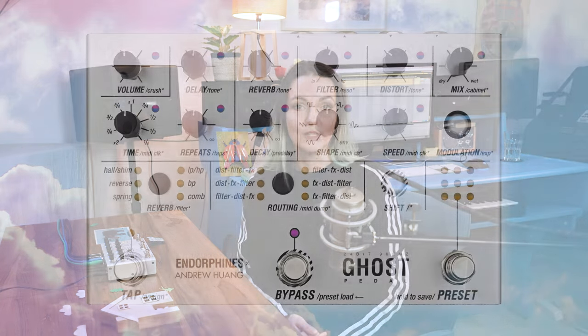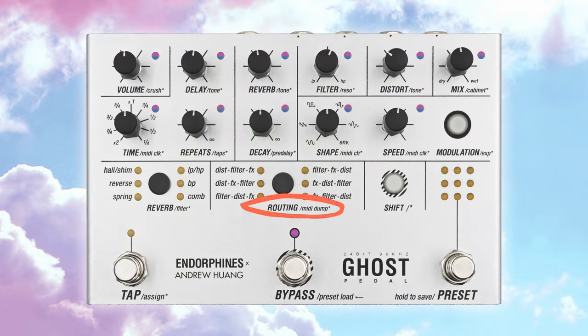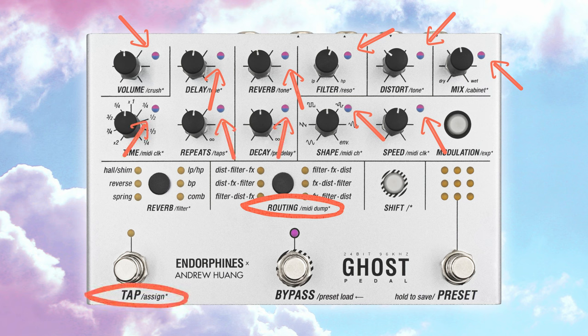This pedal already exists in module form for Eurorack systems, which I explored in this video for an in-depth sound design session. Today I'd like to show you some of my favorite features of the pedal version, like the unique routing possibilities, the intuitive LED system, the assignable tap footswitch, and how you can use the envelope follower to duck your effects. So, let's dive in.